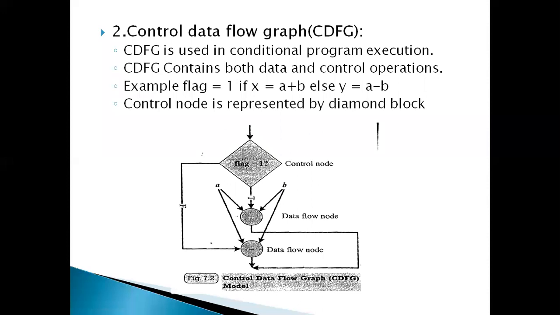Here the conditions are represented using a diamond shape. You might know that whenever we write a flowchart for any program, we use the diamond shape symbol for the conditions, to check any condition. So here also in the control flow graph model, the conditions are represented using the diamond shape. This is the control data flow graph type of model that we can use.